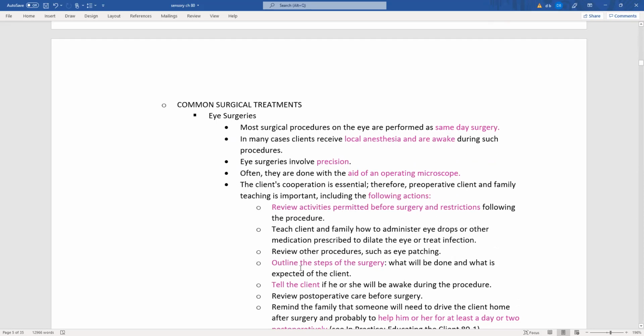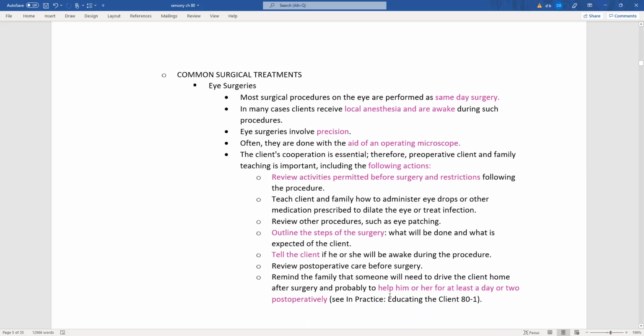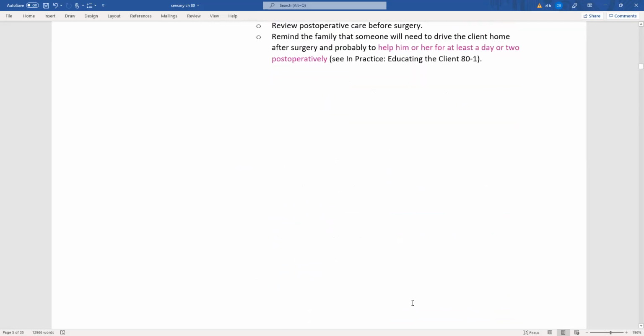patching. Outline the steps of the surgery, what will be done and what is expected of the client. Tell the client if he or she will be awake during the procedure. Review postoperative care before surgery. Remind the family that someone will need to drive the client home after surgery and probably to help him or her for at least a day or two postoperatively.